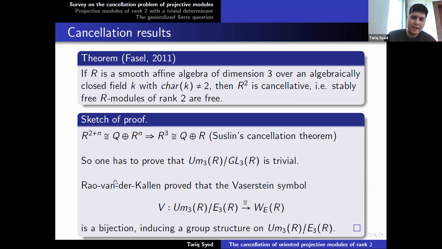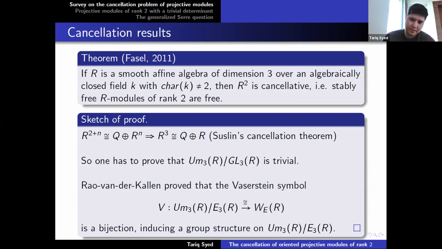And Rao and van der Kallen proved that this Vaserstein symbol map that I will introduce later is a bijection, and hence induces a group structure. On the right-hand side, the object is an abelian group. It's a higher Grothendieck-Witt group. So this induces a group structure on this orbit space of unimodular rows modulo the right action of elementary matrices.